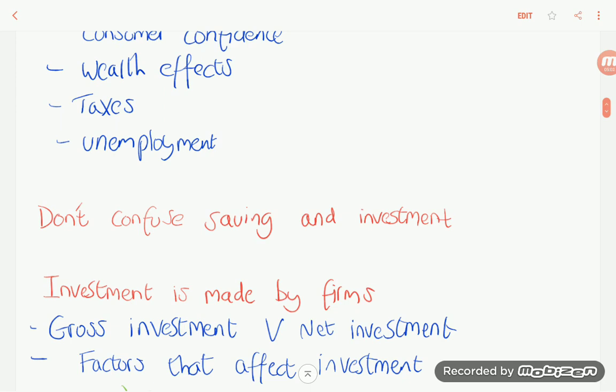Don't confuse saving and investment. To reiterate, I have separate notes on savings and their determinants, but I'm going to just explain the difference now between saving and investment. It's important to realise that investment and savings are different things. Savings tend to be made by households, whereas investment tends to be made by firms. For example, savings made by a household might be money put into a savings bank account each month. An investment made by a firm could be money paid to build a new office.